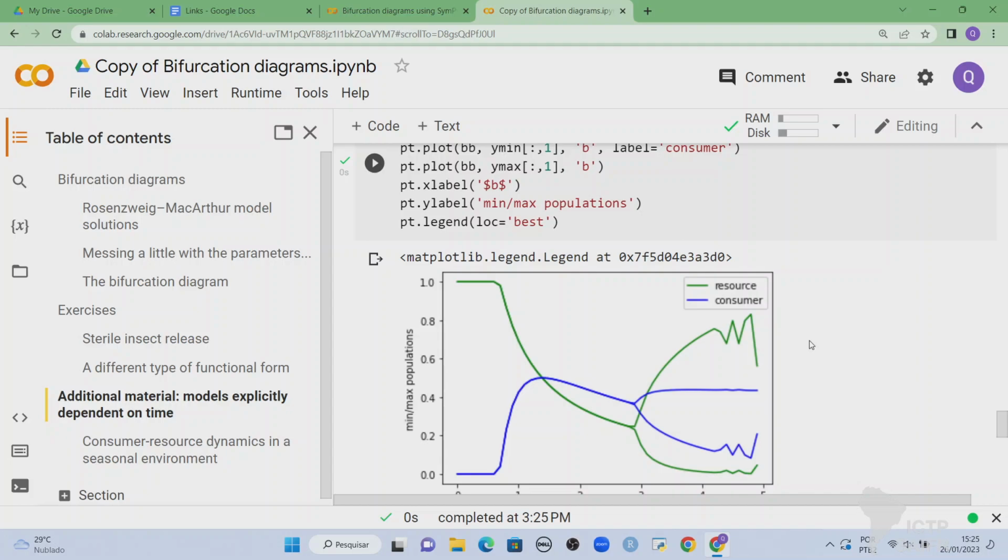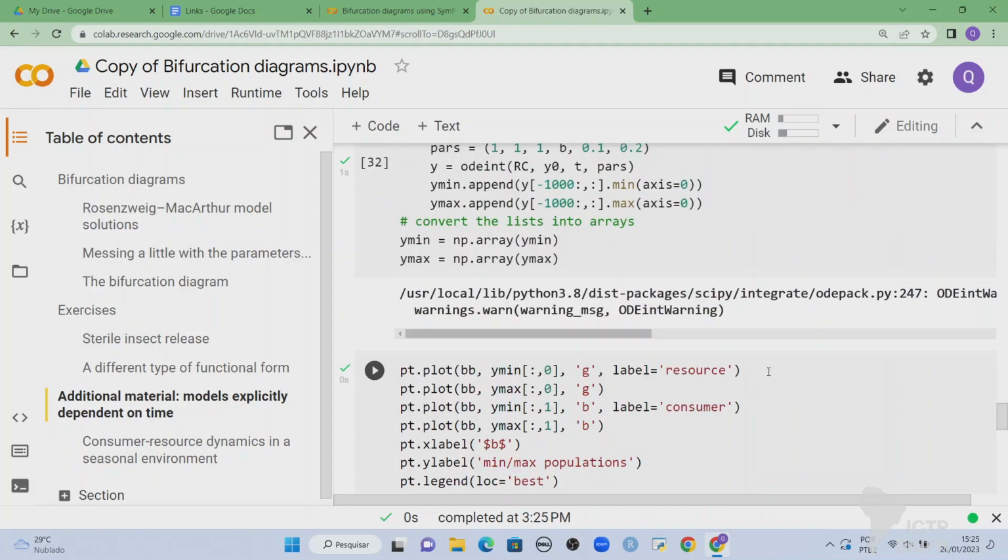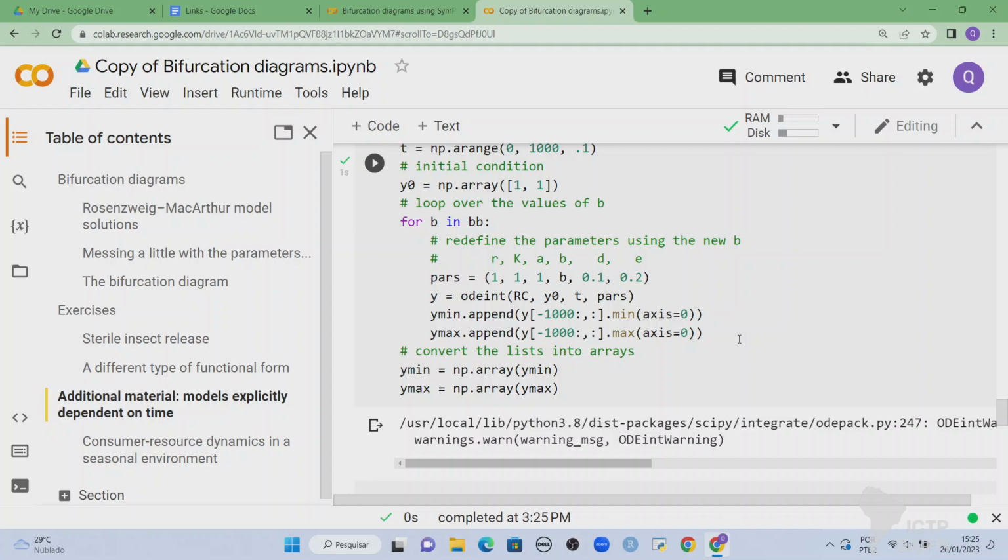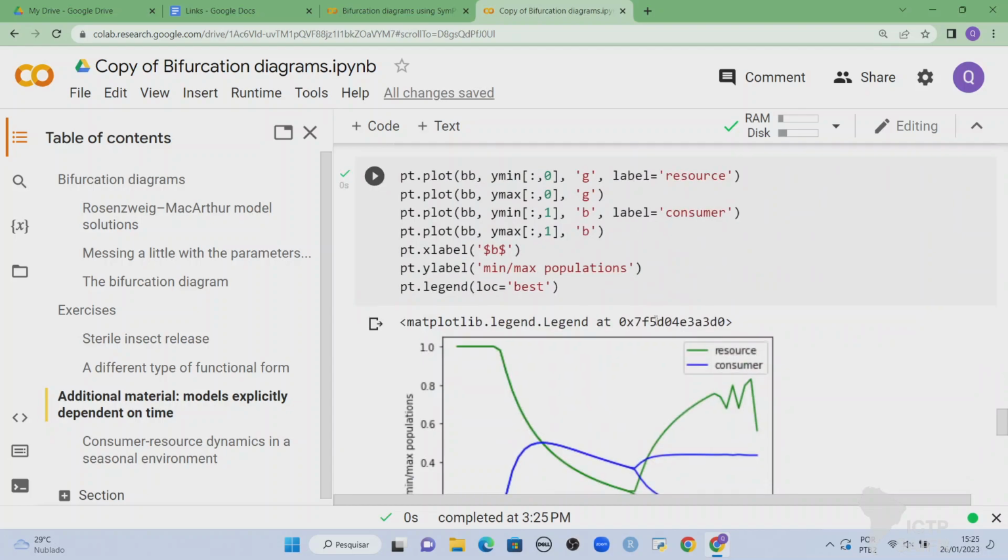Can you go back to the graph code? The plotting. Yes, the plotting here. Thank you.